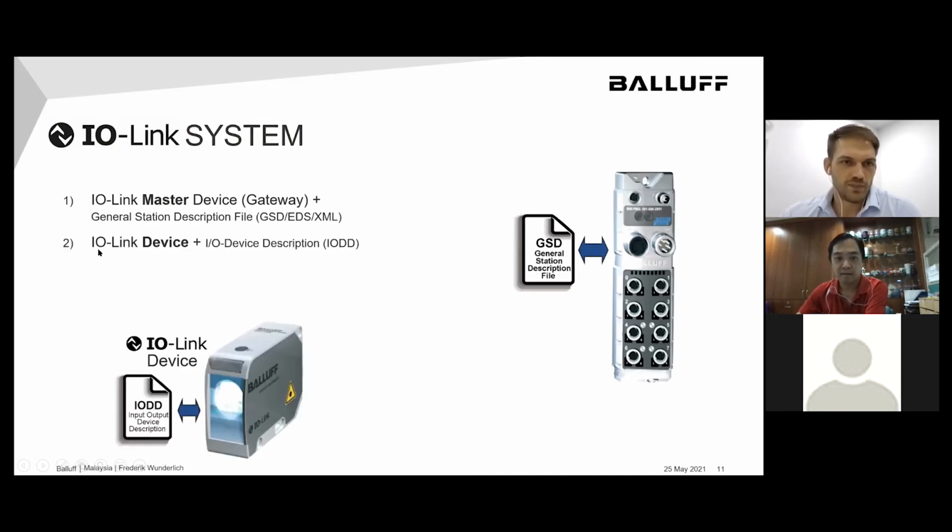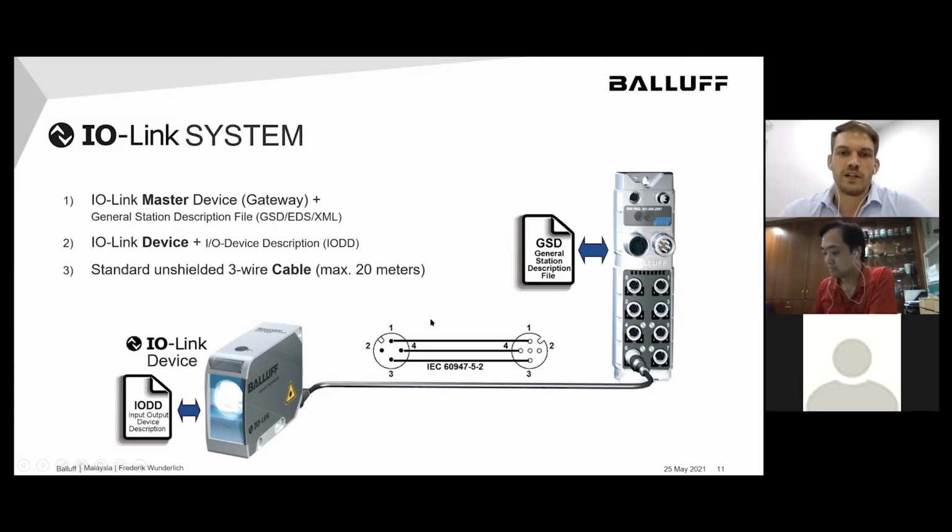Second of all, of course, we need a sensor. So an IO-Link device. For this example, we use a Balluff optical distance sensor. And every IO-Link device actually comes with an IO device description. The description contains information about who the manufacturer is, what the material number is, and additional information about the device. And finally, to connect these two, we also need a cable, obviously.